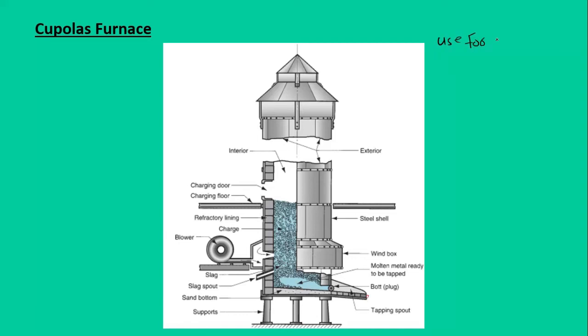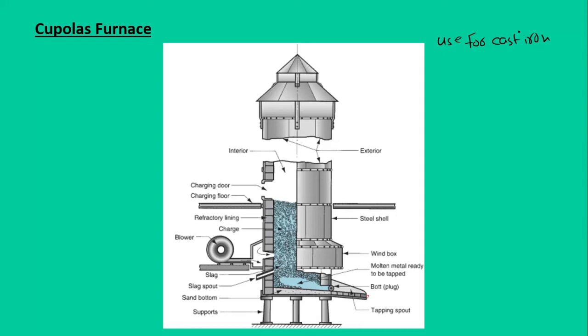It is used for cast iron. Although there are other furnaces as well which can melt the cast iron, we prefer the cupola furnace because it has the largest amount of tonnage for melting the cast iron.